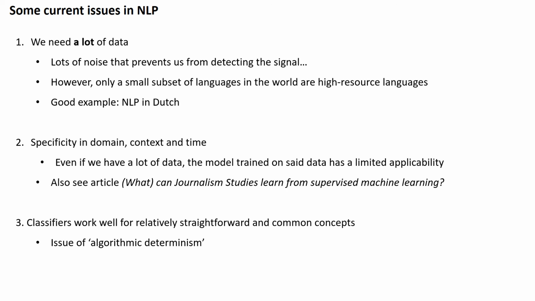And what we arrive at then is an issue of what we call algorithmic determinism. Algorithmic determinism is basically the idea that because the algorithm is only capable of measuring very straightforward, simple, common concepts, we will only study straightforward, simple concepts. And thus the limitations of our algorithms will steer the research we do and will steer theory in the end in the social sciences.